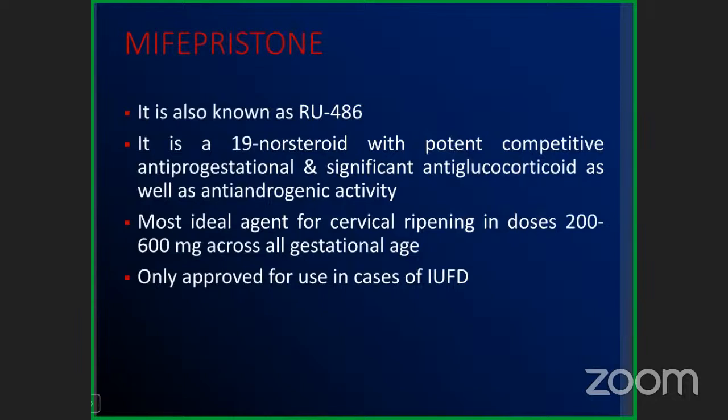One other drug which I love the most, but it is sadly not approved in our country. It is a 19-nor-steroid with potent competitive anti-progesterone and significant anti-glucocorticoid activity as well as anti-androgen activity. It's the most ideal agent for cervical ripening, at a dose of 200 milligram across all gestational ages. It is only approved for use in case of IUD.